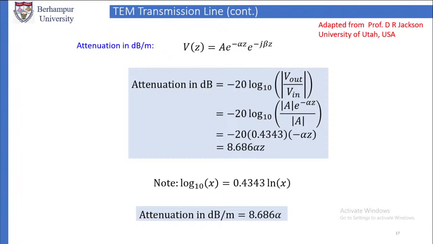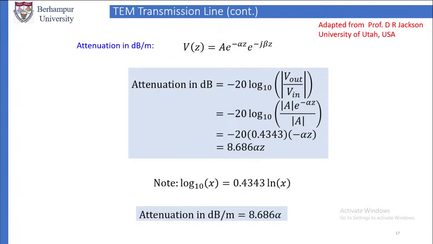Now we will consider here input and output voltage. So V out square by R by V in square by R. R will cancel out in the numerator and denominator. So V out square by V in square, so V out by V in whole square. The log of that is equal to 2 into log of that. So that will be minus 10 into log 10 of V out by V in whole square.